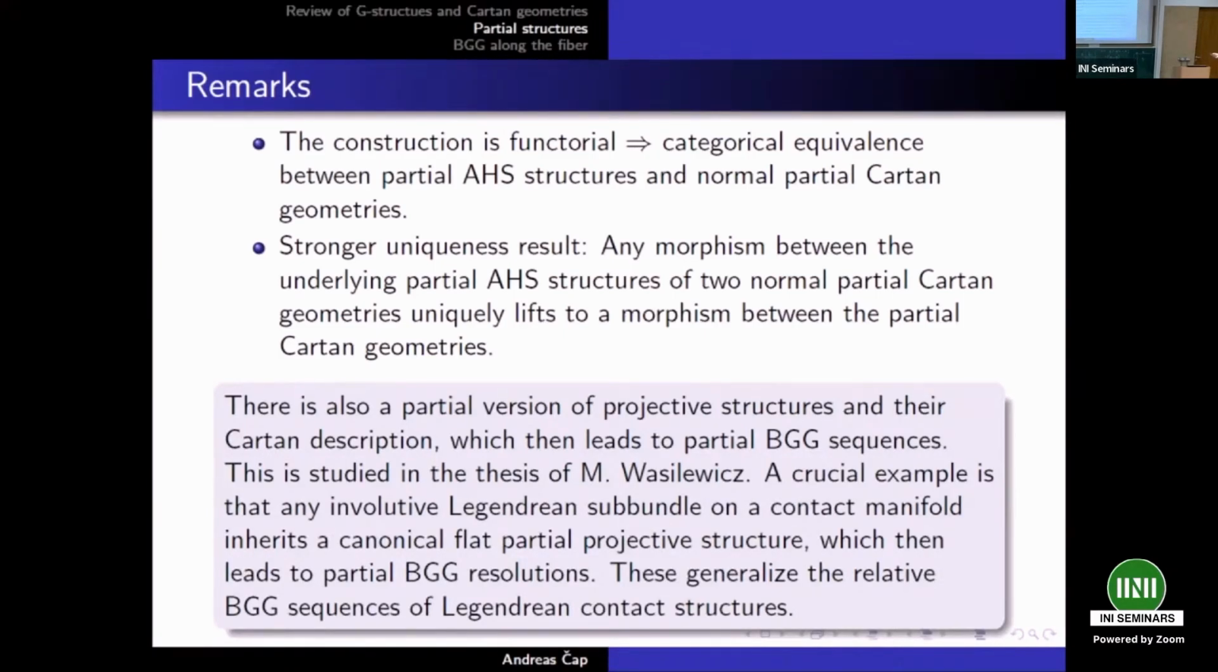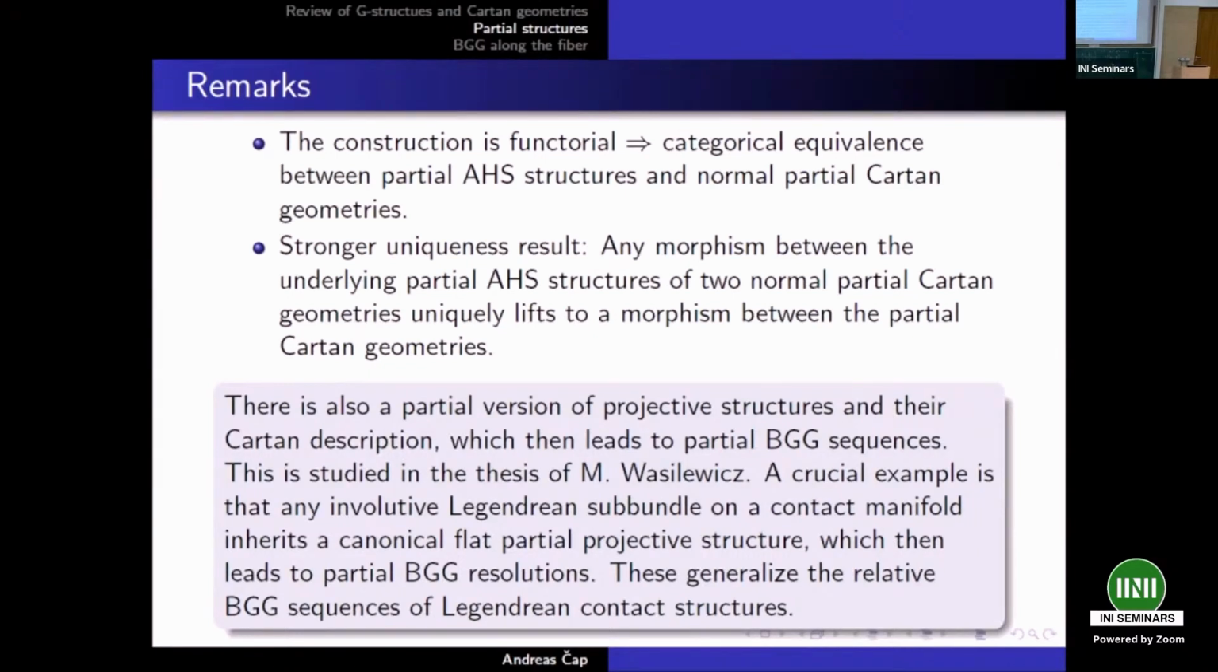Because what happens is, if you take any contact manifold, you take any involutive Legendrian subbundle of that contact manifold, then you get canonically a flat partial projective structure corresponding to this involutive subbundle. And so since this structure is flat, you get partial BGG resolutions just for one involutive distribution. So in particular, if you just have one involutive Legendrian subbundle on a contact manifold, you get differential operators of arbitrarily high order that are canonically associated to this geometry, and partial BGG resolutions coming from that.